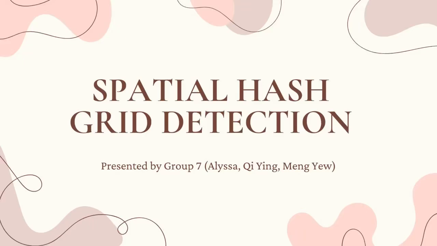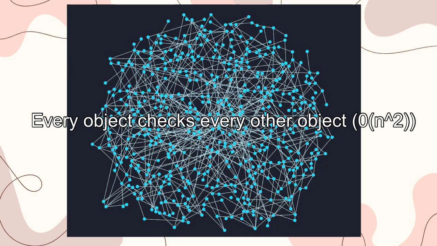Hello everyone, we are Group 7 from CSD2183, and today we'll be presenting our project about spatial hash grid for efficient collision detection. I'm Alyssa and my group consists of Ting and Mingyu. Our aim is to showcase why brute force collision checking becomes slow, and how spatial hash grid dramatically improves performance.